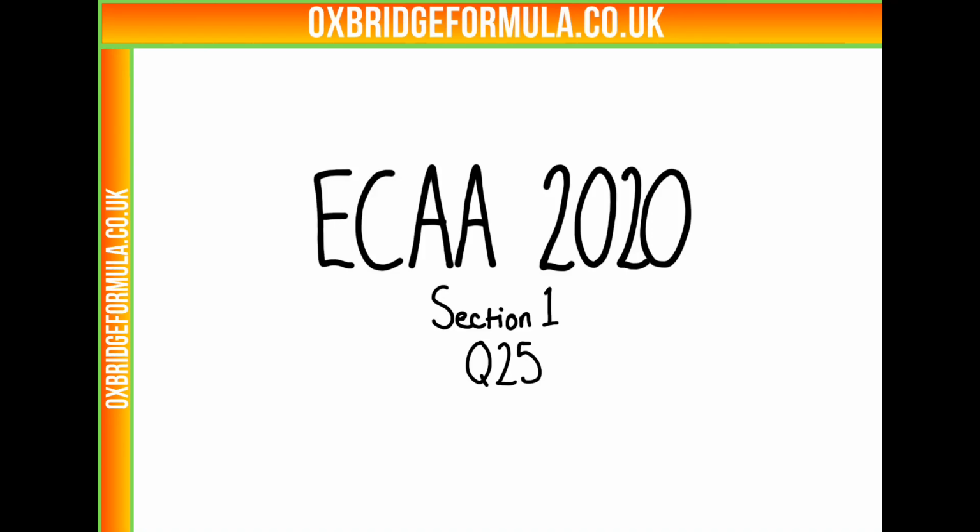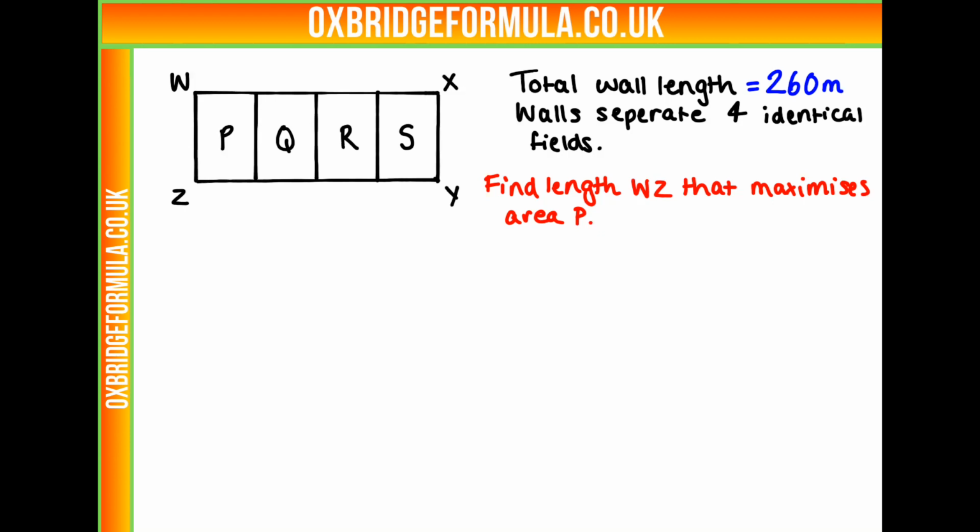In this video, we're looking at ECAA 2020, Section 1, Question 25. We have a rectangle, WXYZ, which forms a perimeter around 4 identical fields, each of which has walls separating them. We know that the total wall length is 260 metres, and we need to find the length WZ that maximises the area P. So, how shall we approach this question?